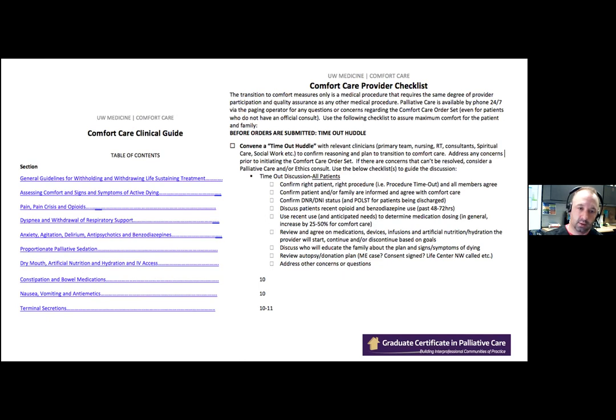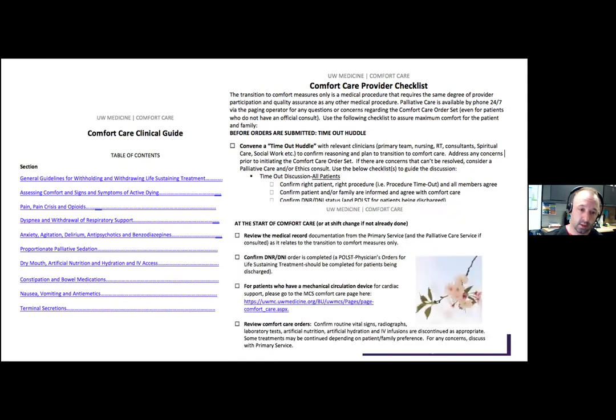And then, it's important again to be systematic about it, and be clear in communication, as we talked about at the beginning. So this is an example of a provider checklist, and then also a nursing checklist.